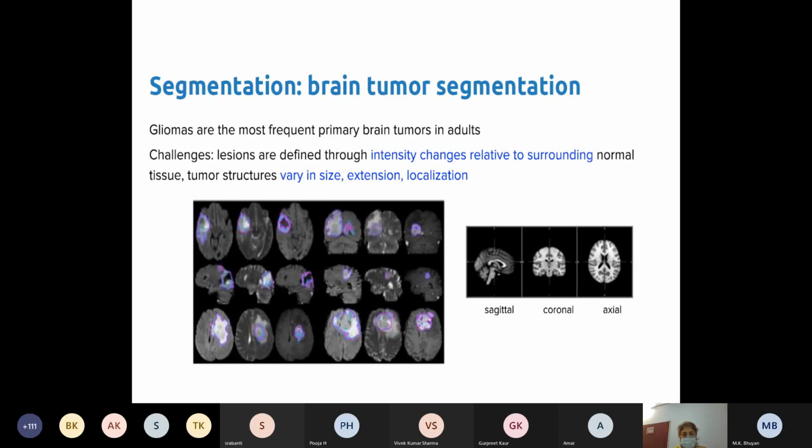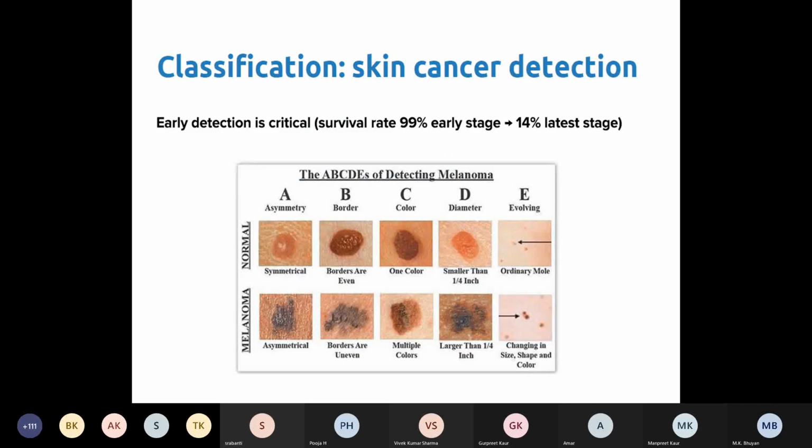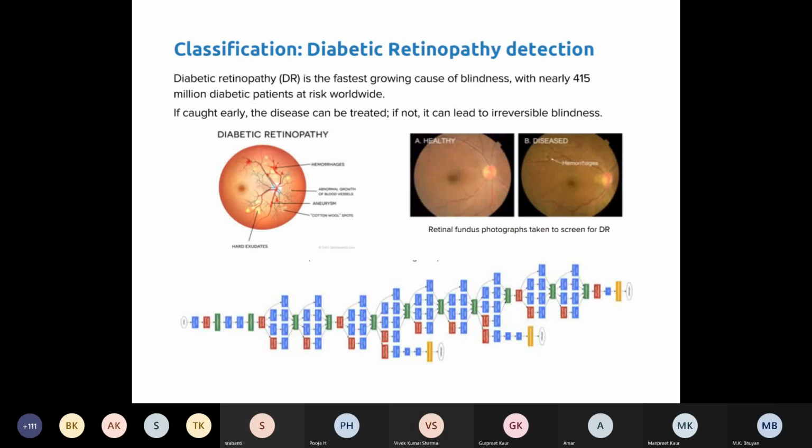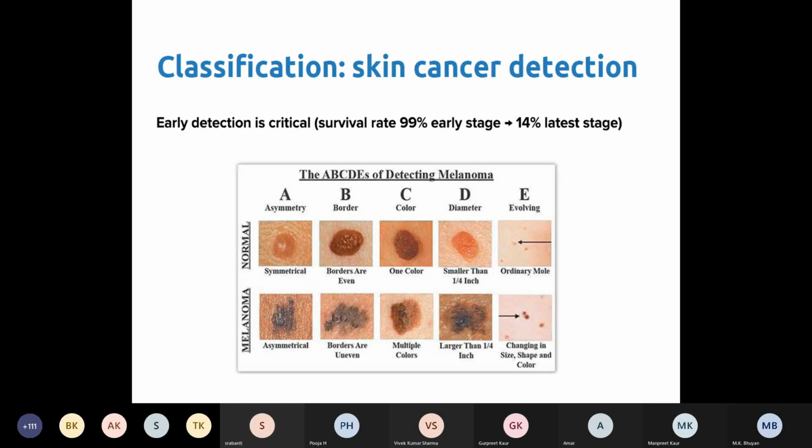One application is diabetic retinopathy detection by using deep learning techniques. There are many research papers on deep learning techniques which can be used for diabetic retinopathy detection. Classification of skin cancer is also one area, so deep learning techniques are now being used in skin cancer detection. Segmentation of brain tumors is also an area where you can use deep learning techniques. So this is about my talks.